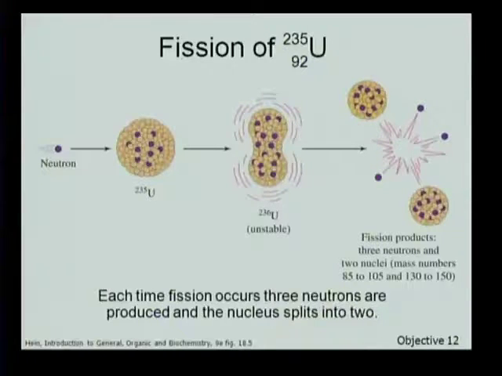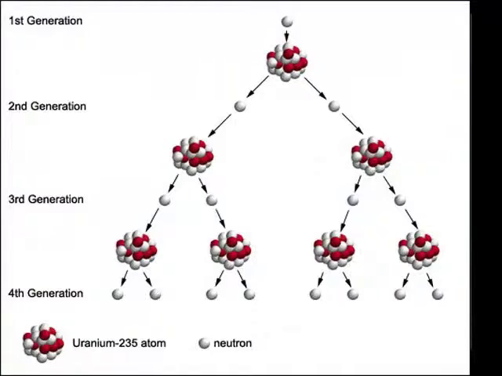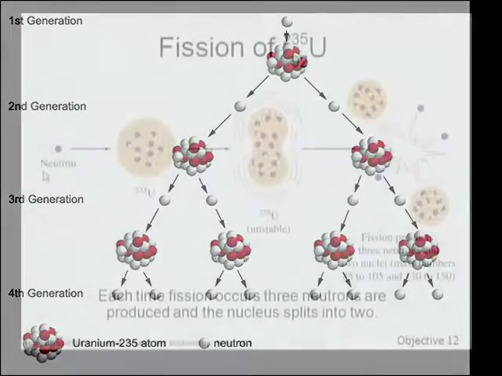But as uranium splits, it becomes 2 nuclei and 3 neutrons. Now these neutrons that we see released here on the right-hand side of the diagram are flying off with a great deal of energy out of this nucleus as it splits apart, and these can then impact other atoms of uranium-235.